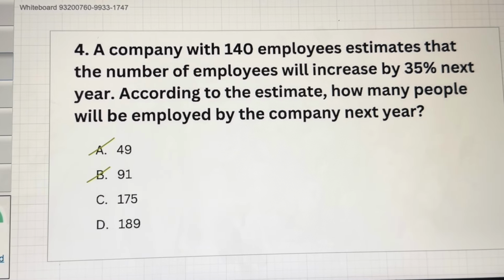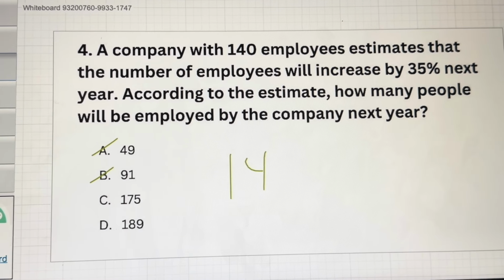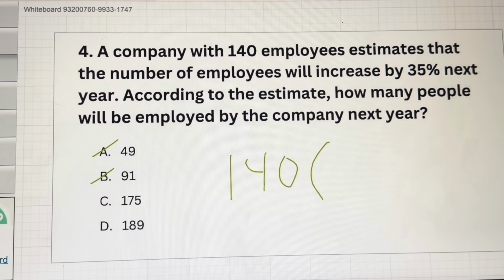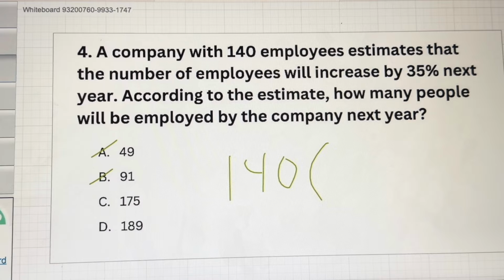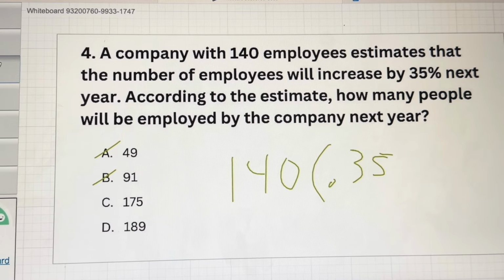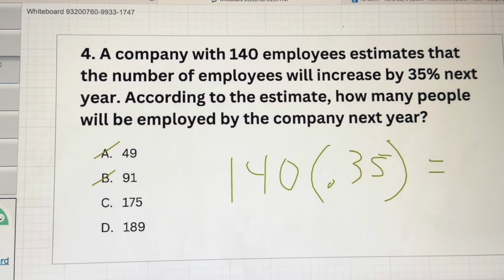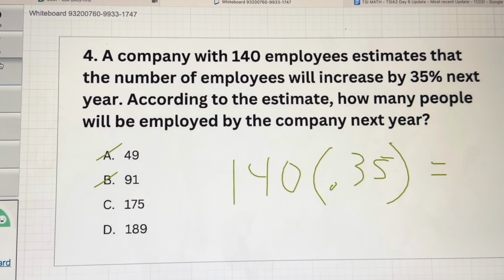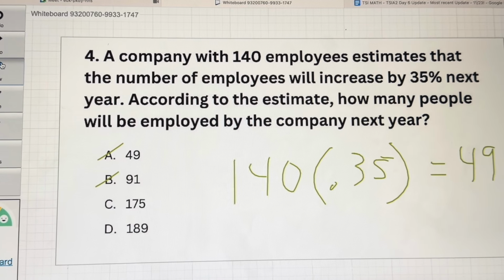Let's do that real quick. So really, it's just 140 times what? What do we multiply by? 0.35. Yeah, multiply by 0.35. And what does that give us? 49. That gives us 49, right? Which is where answer choice A comes from. A lot of students would pick answer choice A here on this question.